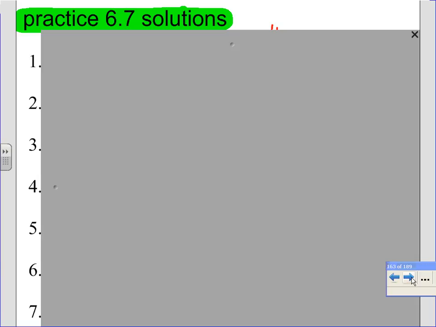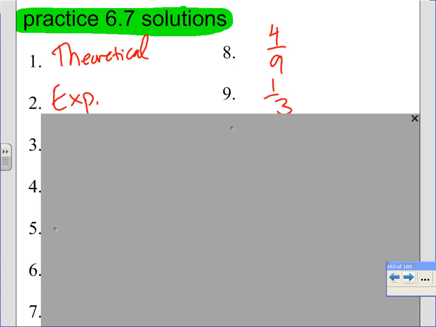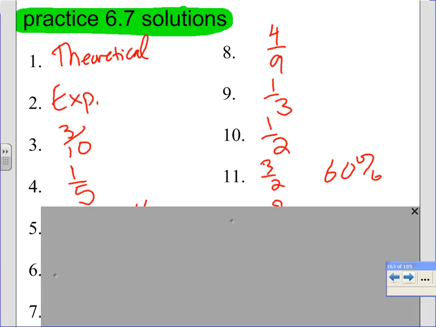Okay, Sean, can you tell us what you got for number 1? Good. Briar, number 2. Good. Zach, number 3. Say that again? Nope. It should be favorable over total. Maybe you were thinking odds. Annalise, what'd you get for number 3? Good. 3/10. Charles, number 4. Good. 1/5. Number 5, Emma H. No, it's odds against. 4 over 1.